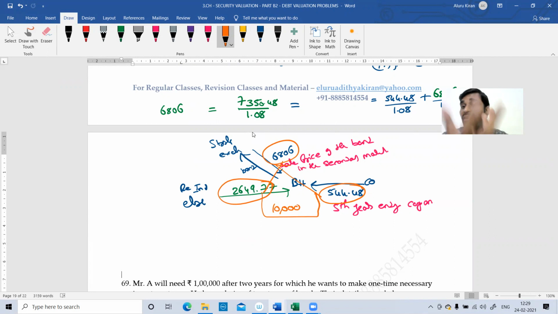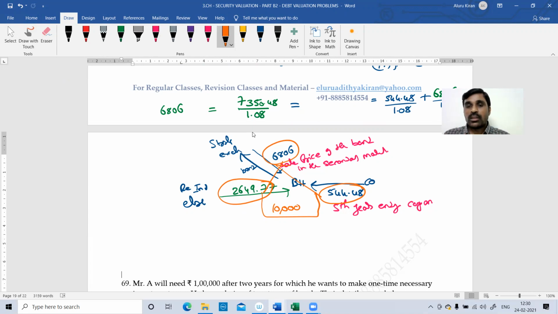That is how we have to plan for our client. If our client comes and says, sir, I want 10,000 after 5 years, this is how we have to invest and explain to the client. After 5 years, receive the fifth coupon from the company, sell the bond in the secondary market, receive 6,806, receive 2,649 from the reinvestment income. All put together meets your goal. That is the complicated task of the fund manager. He has to invest in multiple places. At the end of the day, he has to put 10,000 in the hands of the bondholder.